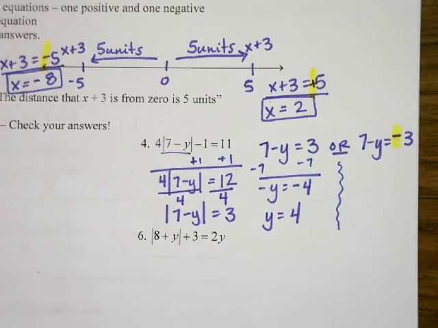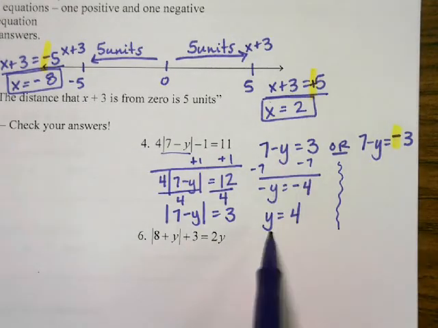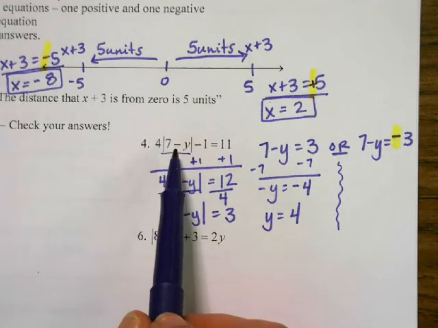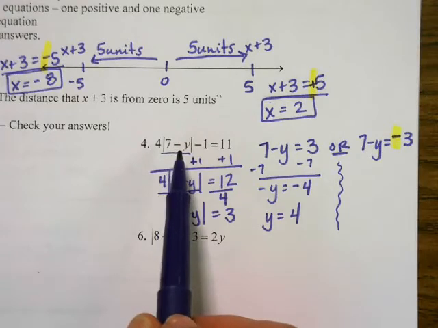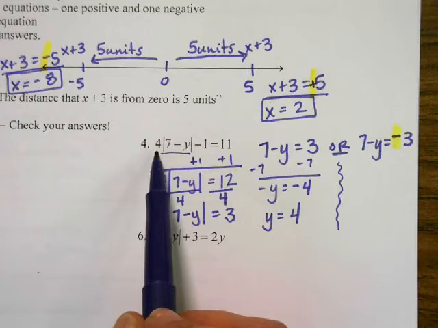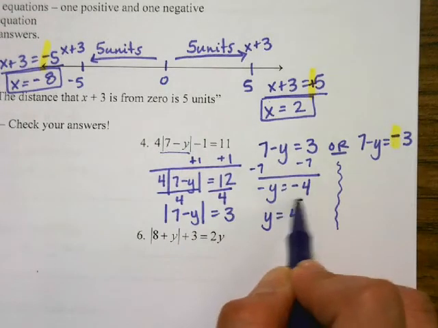We know we have to check it. When you check it, you don't have to show me all your work for checking it. So you can check it in your head, and I'm okay with that. But make sure you check it. So if I plug 4 in to my original, 7 minus 4 is 3. The absolute value of 3 is 3. 3 times 4 is 12. Minus 1 is 11. So this guy works.